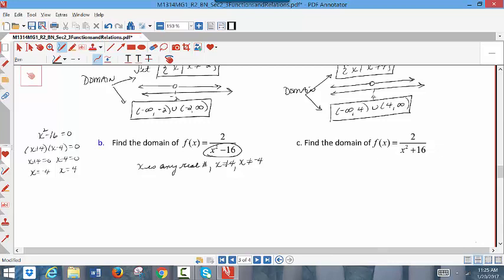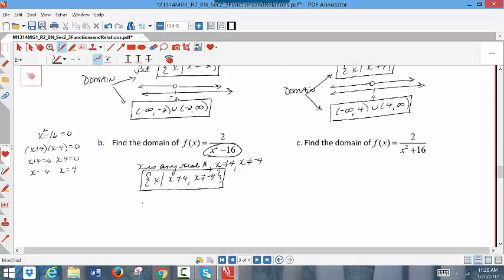Okay, so now that we know that, when we write the domain in set notation, this is all x values such that x is not equal to 4 and not equal to negative 4. That is your domain in set notation. We also need to write this in interval notation.